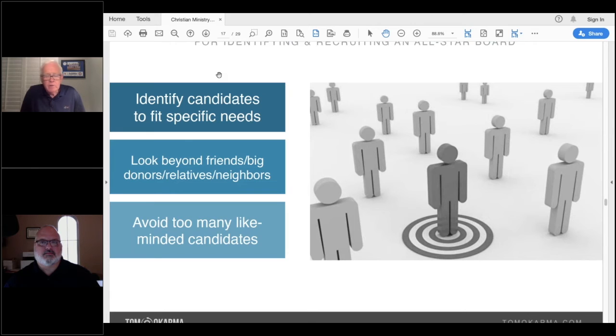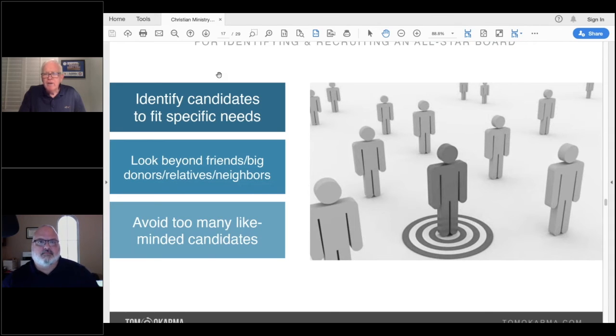The first book I wrote was a story about a woman who had a nonprofit. It was a food pantry and clothing closet in a town that had a recession. And it's a storybook. It's not a textbook. And her board consisted of her husband, her sister, and a couple of friends and neighbors. And it was fine until they had a crisis.